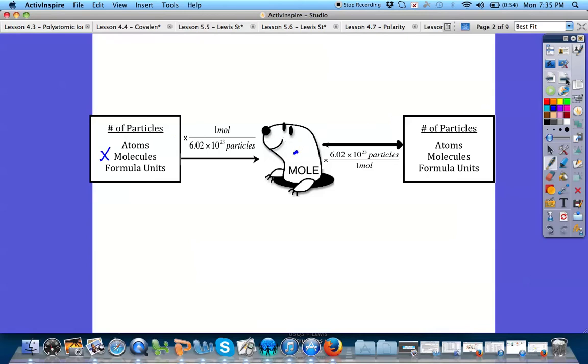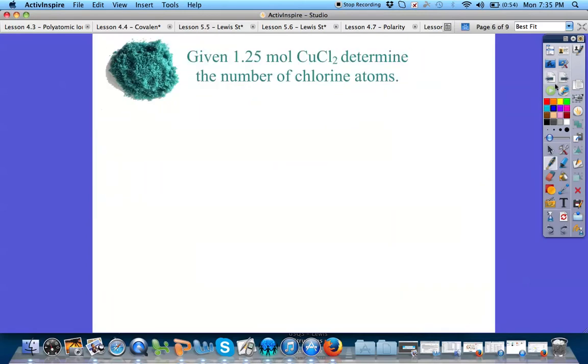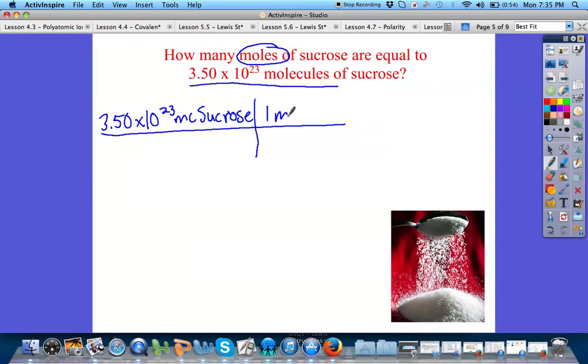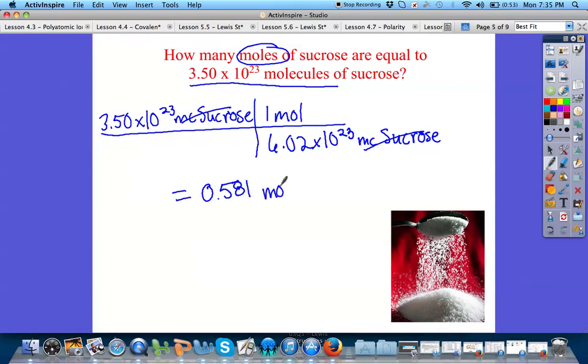So it's going to be 1 mole over 6.02 times 10 to the 23rd molecules of sucrose. Molecules of sucrose are going to cancel out, and we're going to be left with 0.581 moles of sucrose.